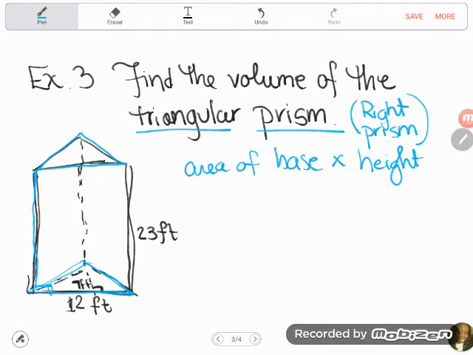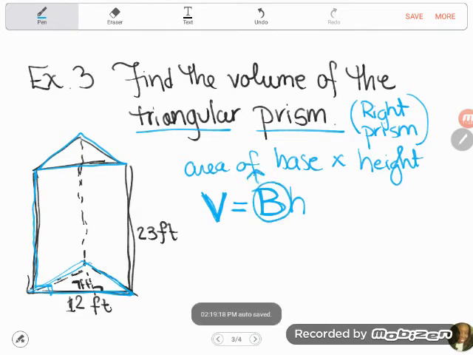So if you were to look on the GED formula sheet for the volume of a right prism, you would see this formula. Volume is equal to, and then you'd see something interesting, capital B times H. And that is what that capital B stands for. It stands for the area of the base.